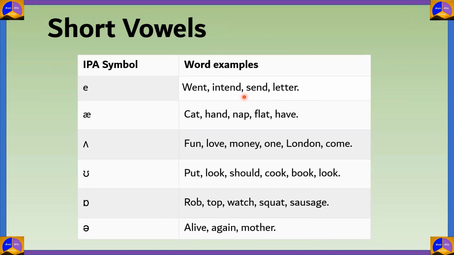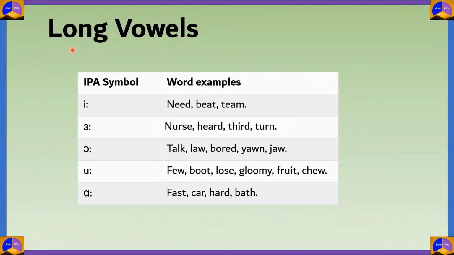Now let's move on to their longer counterparts, which are known as long vowels. Now there are 5 long vowels in the English language, and these are them. The first one, which is an I with a colon, represents the sound E. And the words that use the sound E are need, beat, team, etc.